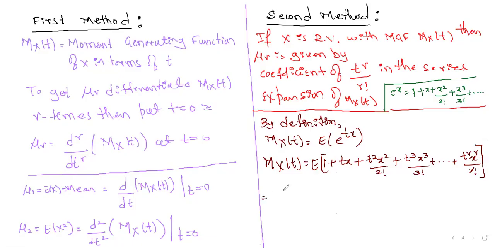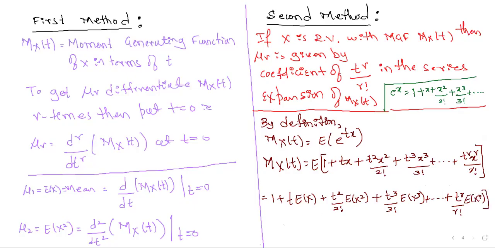Then apply expectation inside. The 1 stays as it is, because the expected value of a constant is the constant. Then t comes outside, times the expected value of x, because x is a random variable, not t. Then t^2 divided by 2 factorial times the expected value of x^2, then t^3 divided by 3 factorial times the expected value of x^3, and so on up to t^r divided by r factorial times the expected value of x^r. This is our expansion.